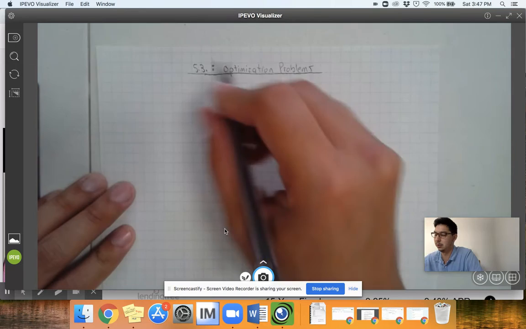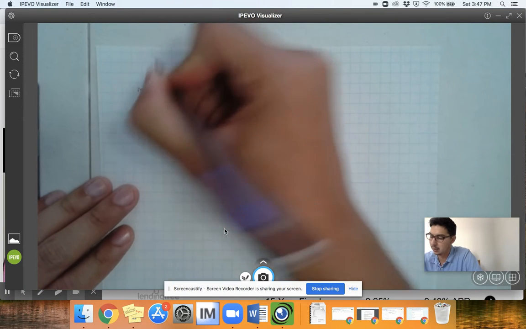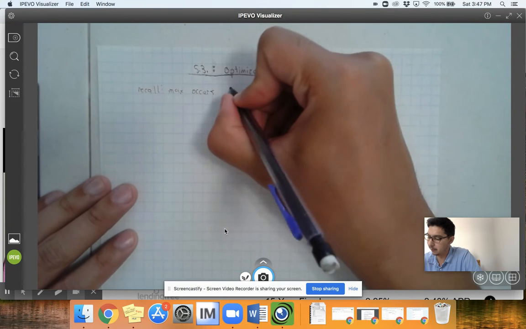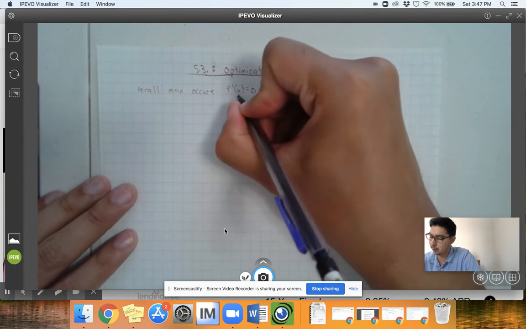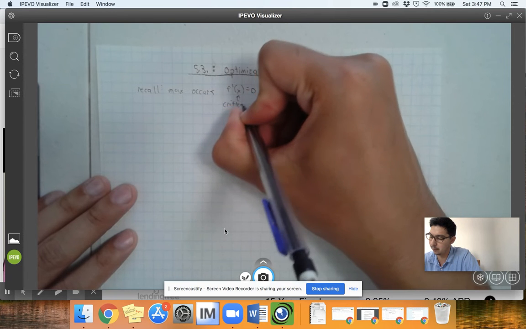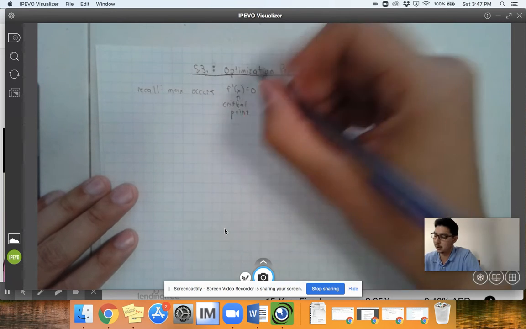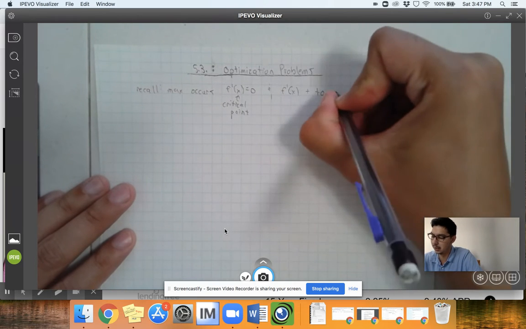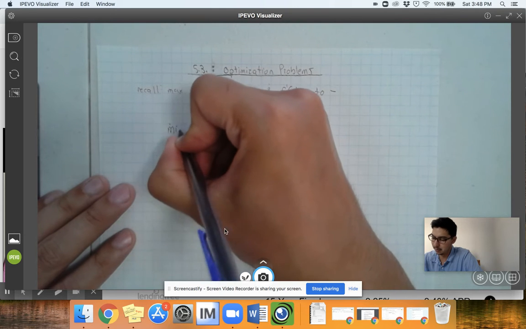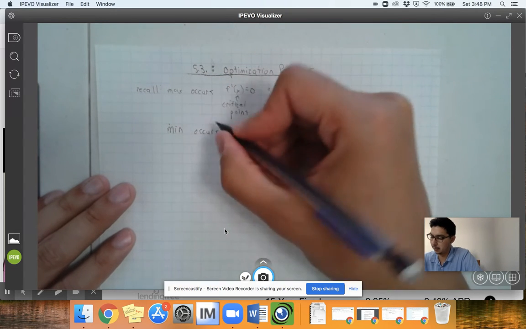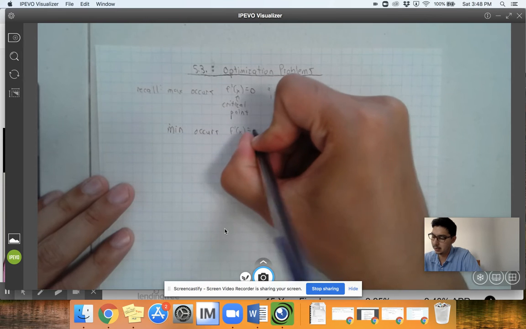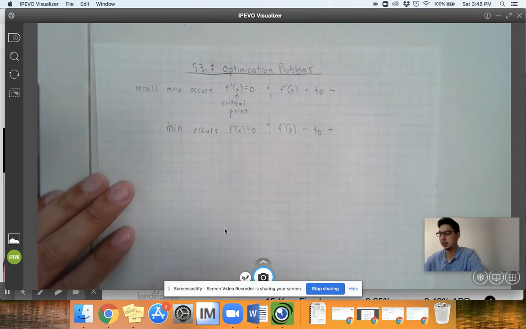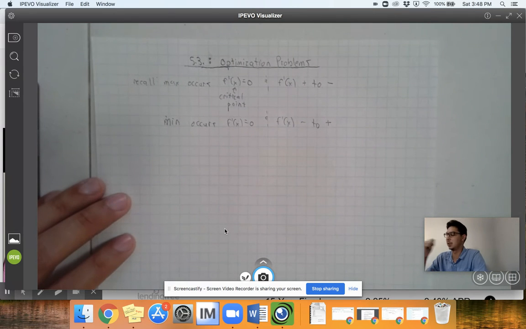A few things you'll need to do these problems is just recall that a max occurs when the first derivative is 0. That's a critical point, by the way. We try to use more of the vocab. So a max occurs at a critical point and when the derivative changes from positive to negative. And a minimum is the same thing, where a minimum occurs at a critical point and when the derivative changes from negative to positive. So for max and mins, we're going to be using the derivatives for these optimization problems.